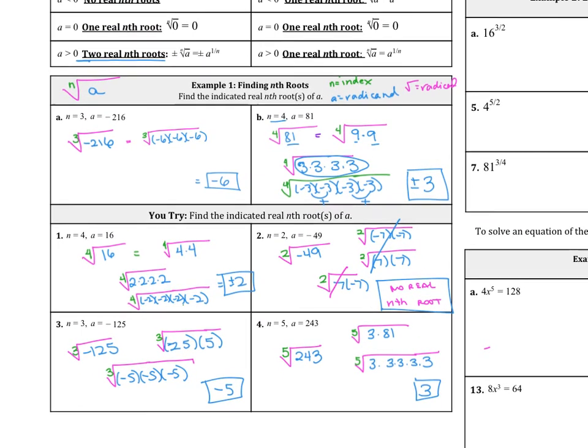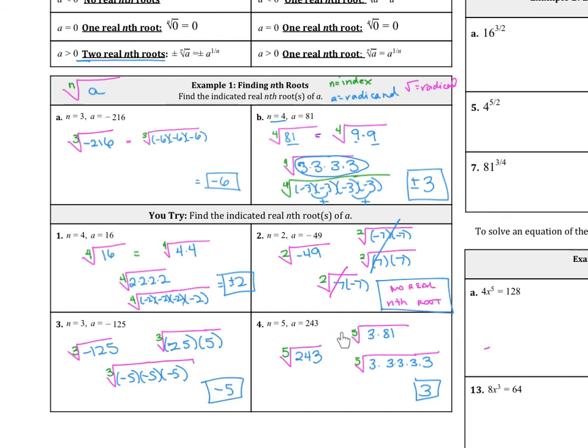So if you tried number 3, the cube root of negative 125, you can think of 25 times 5, and then break down 25 to 5 times 5. So there are 3 negative 5s here. Negative 5 times negative 5 times negative 5 would still give us negative 125. So we have 3 of the negative 5, so the answer is negative 5.